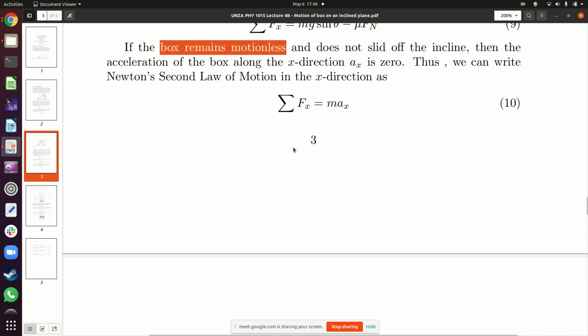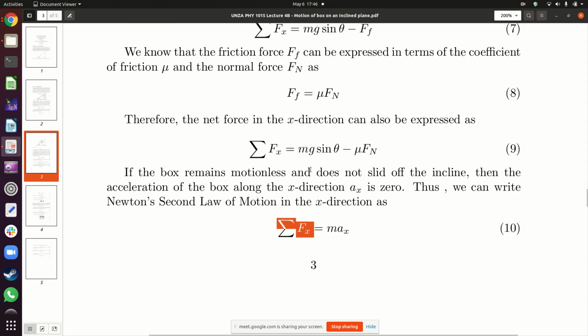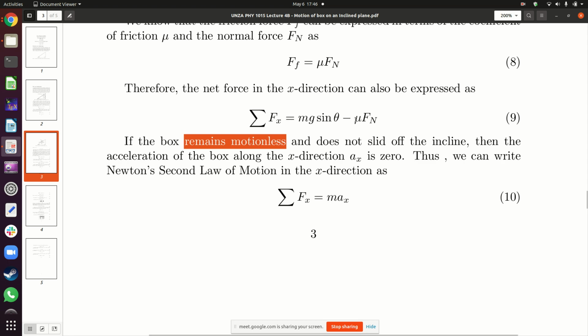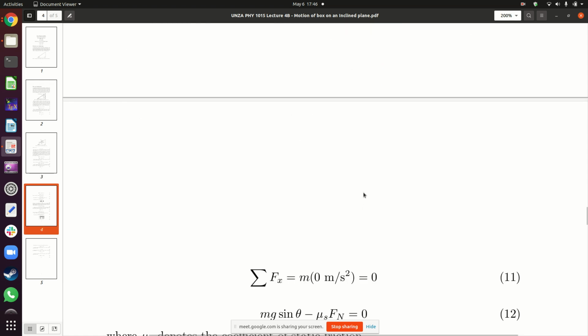So we write Newton's second law of motion. The resultant force is equal to the mass multiplied by the acceleration. Our resultant force here is this whole expression. This is our resultant force. Then our acceleration is equal to 0. In this case, our box has said, I'm not going to move, so the kind of friction we are talking about is now static friction. If your box decides not to move, then the friction is going to be static friction.